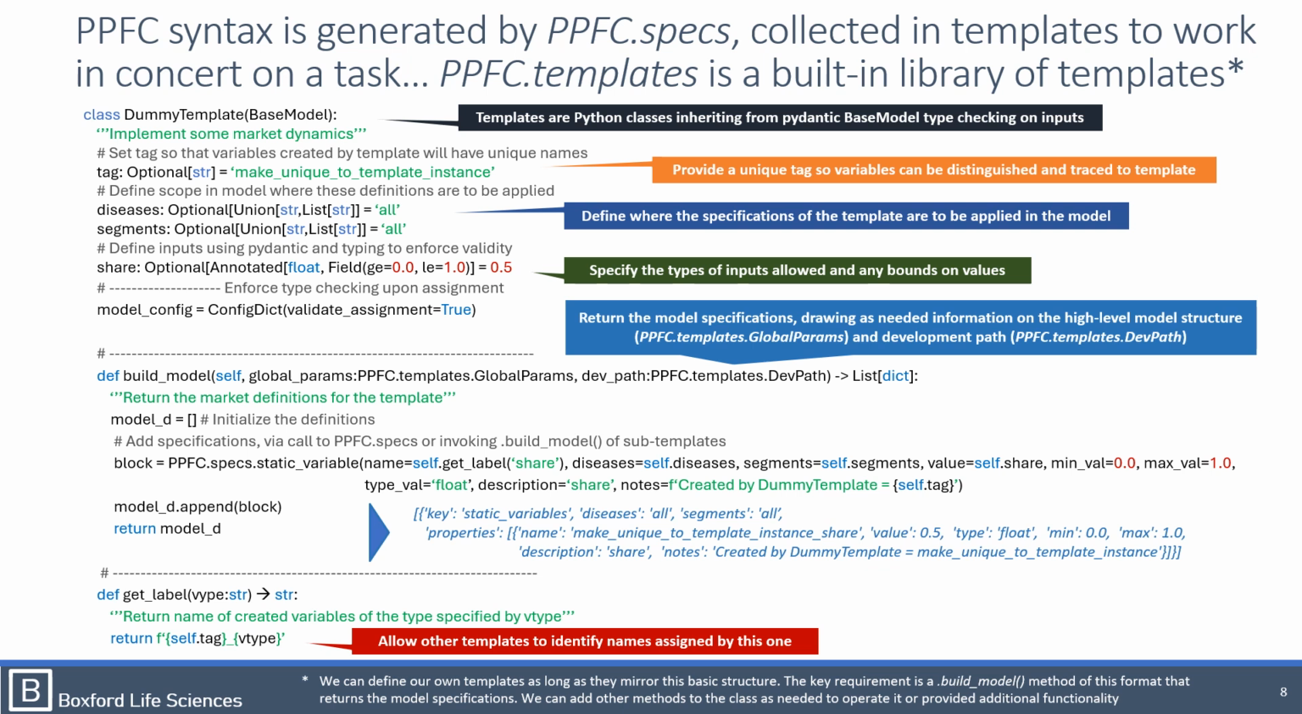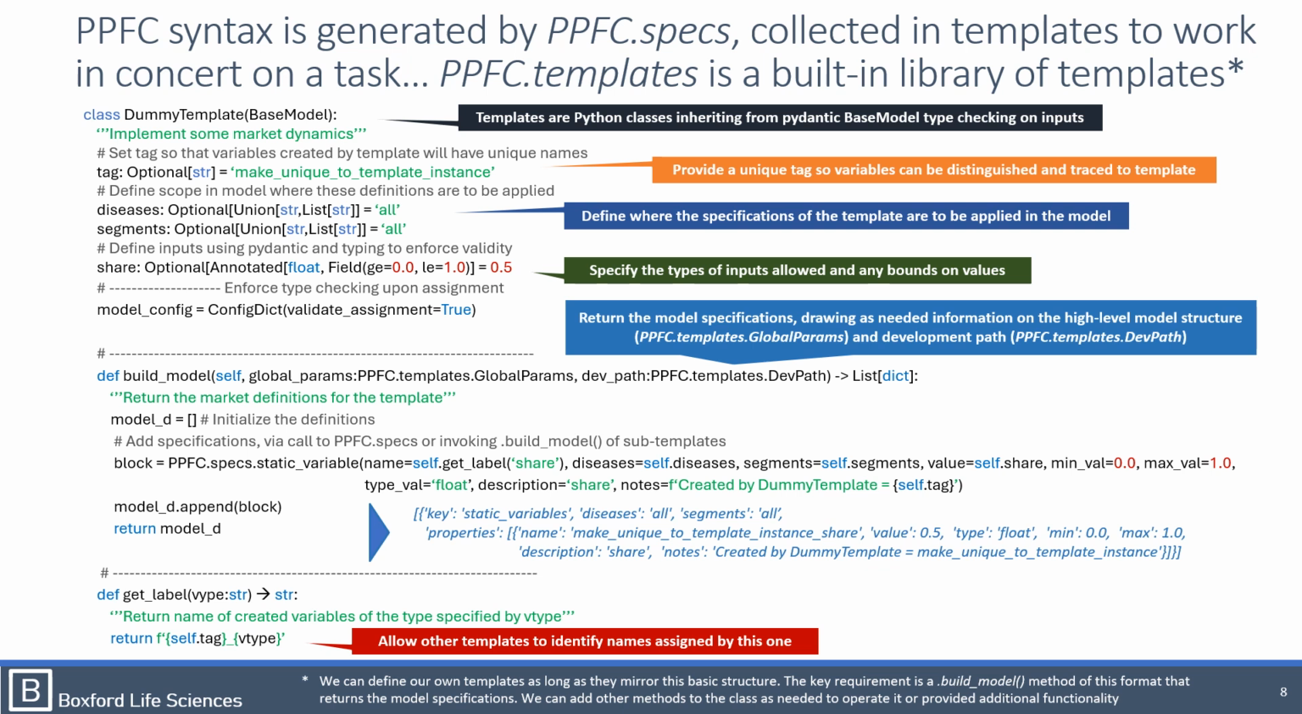We do that by making individual calls to PPFC specs. So that gives us very low-level control over the dynamics. In addition to these low-level specifications, within a template we could call other templates, and so make these hierarchical, again, to work together in a very well-defined way. In this case, this single call to create a static variable creates just this return of language that you see here, which again is the syntax that goes to PPFC to describe how to implement this template. And finally, for convenience, we often add get label routines that return the names of the variables that the template creates.